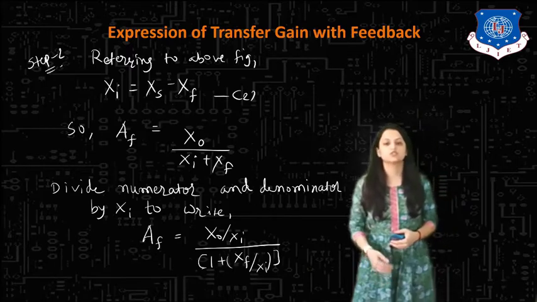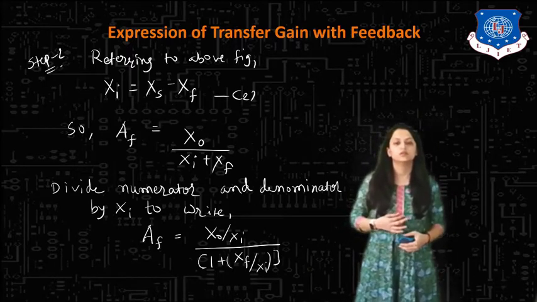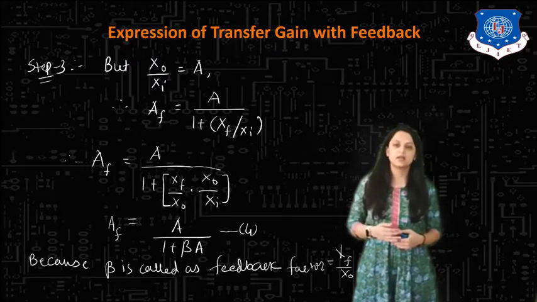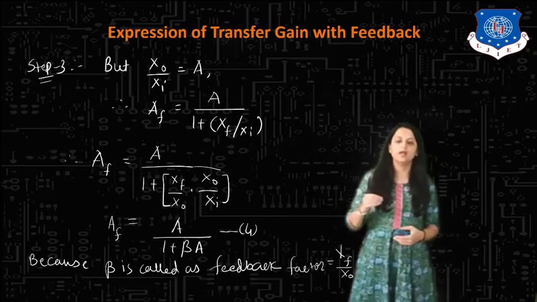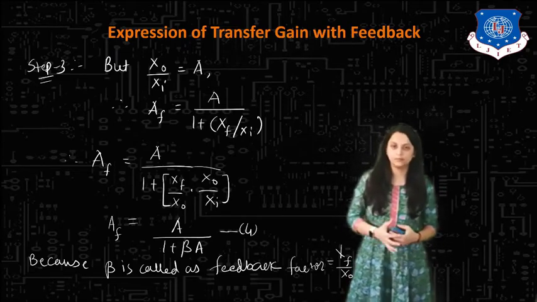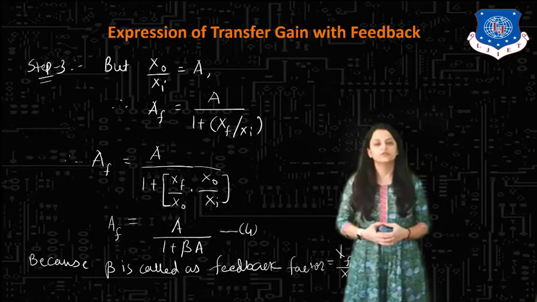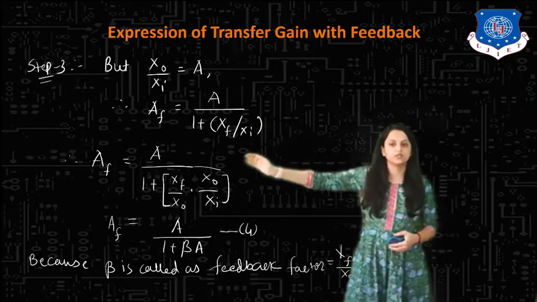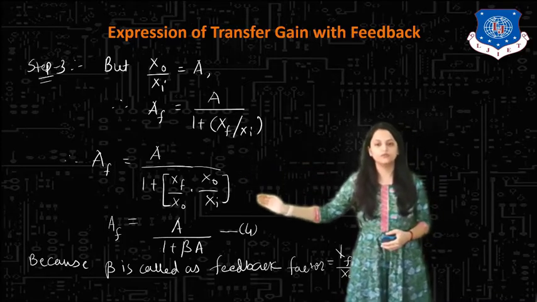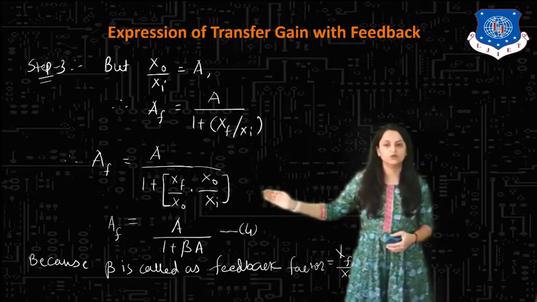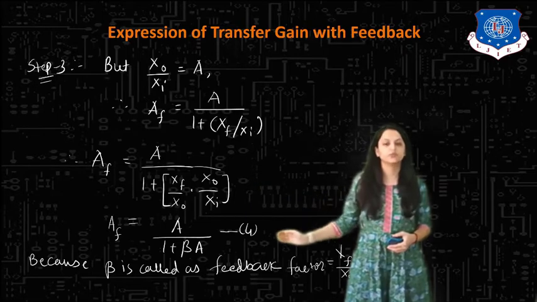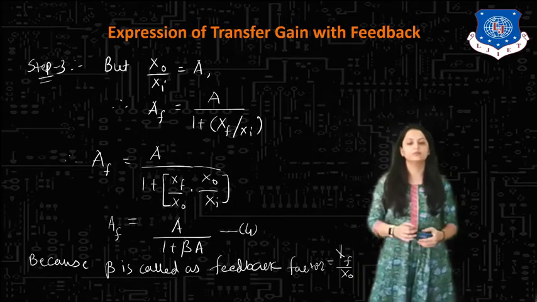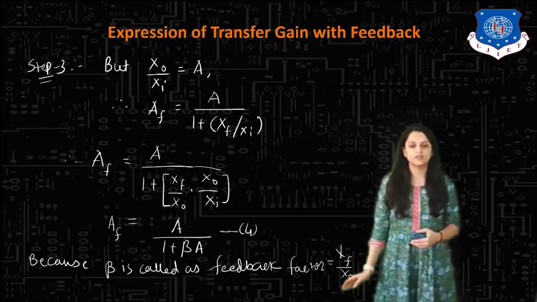So this is the equation of gain with feedback. Let us see step 3. Here XO by Xi is A, that is amplifier gain. So feedback amplifier gain is given as A upon 1 plus XF by Xi, which is A upon 1 plus XF by XO into XO by Xi. So it is given as A upon 1 plus beta A, where beta is called the feedback factor, which is given as XF by XO.